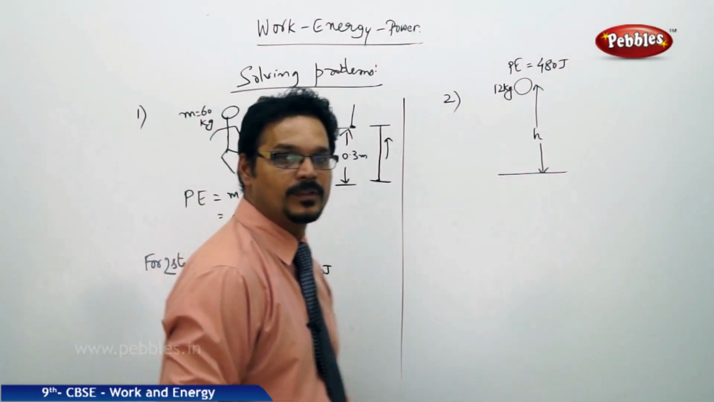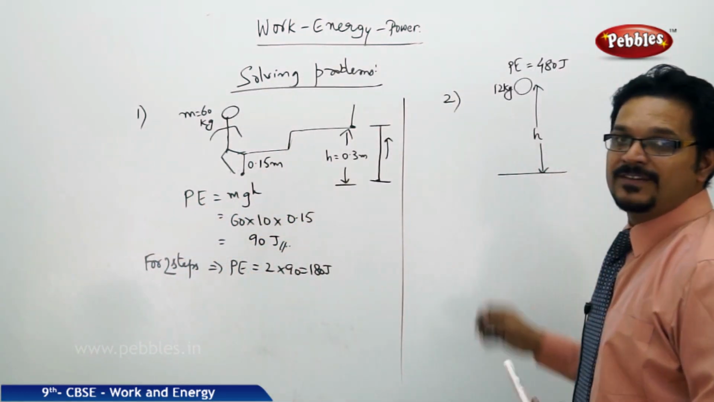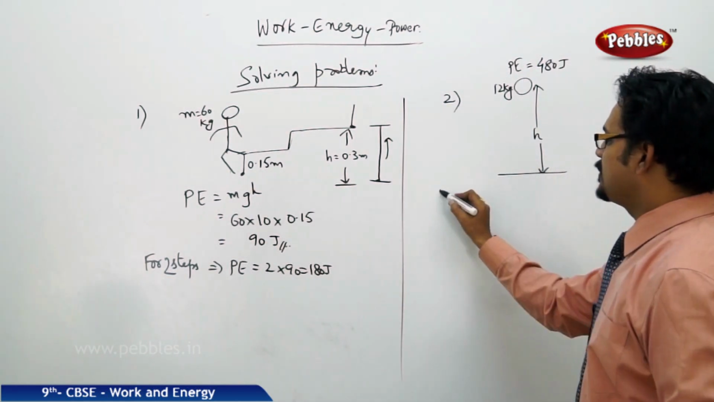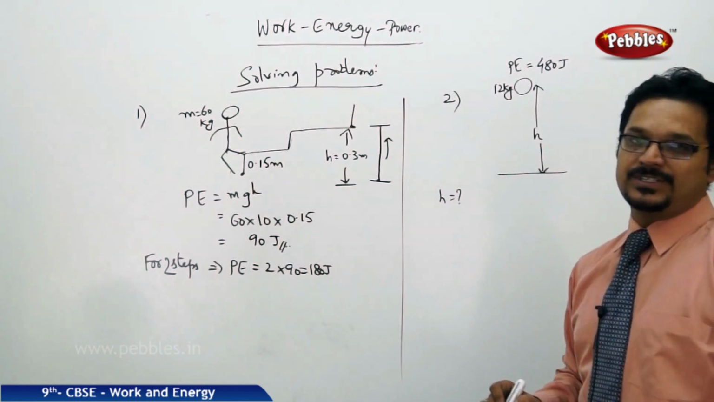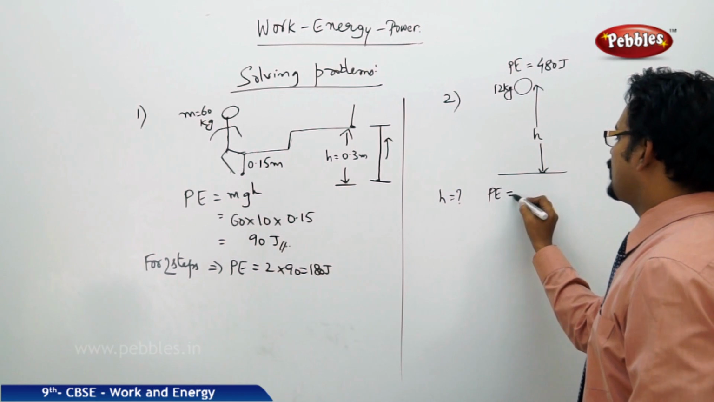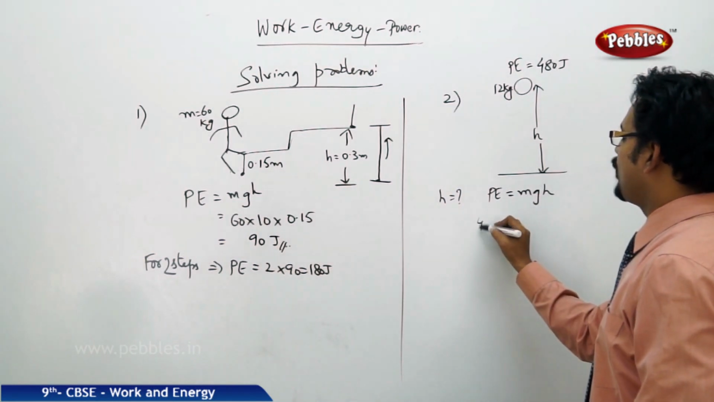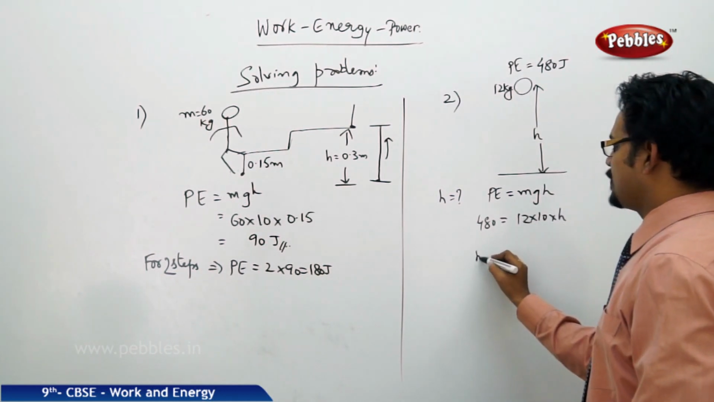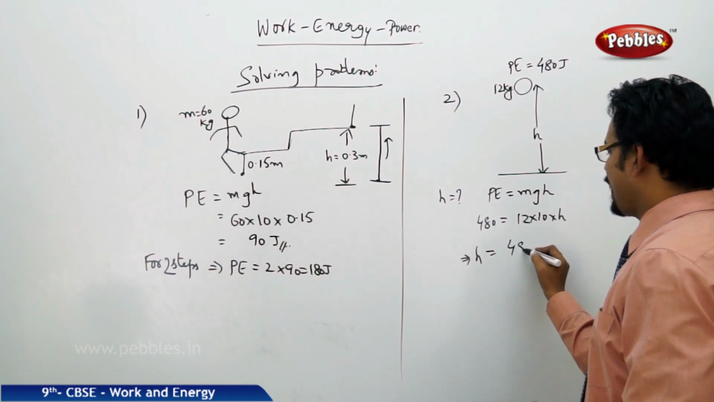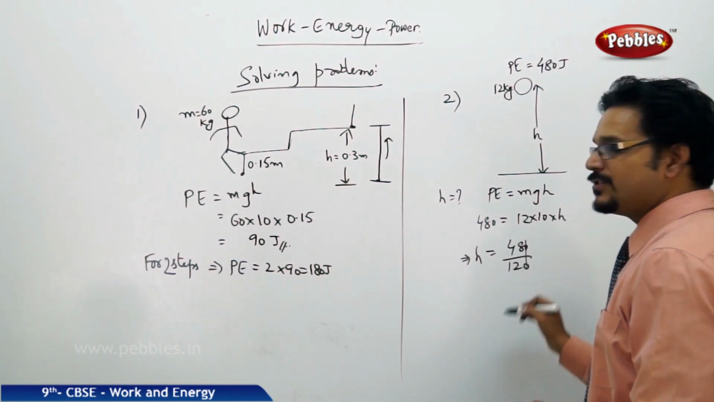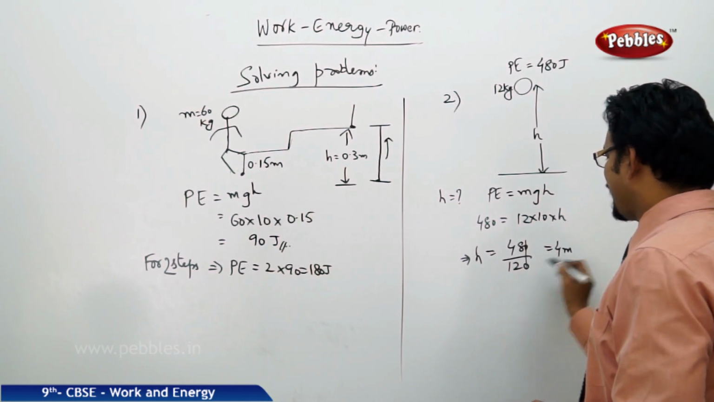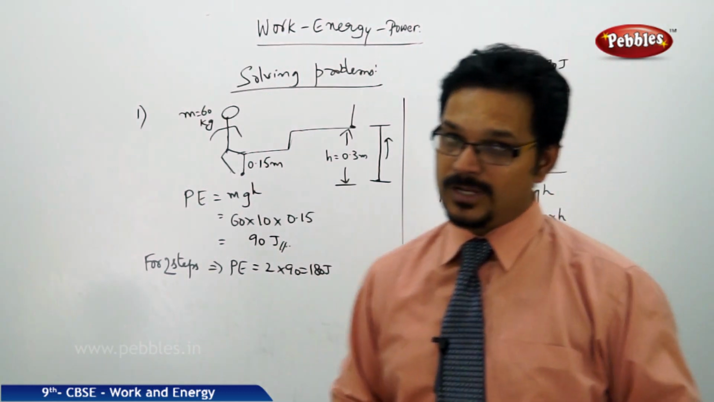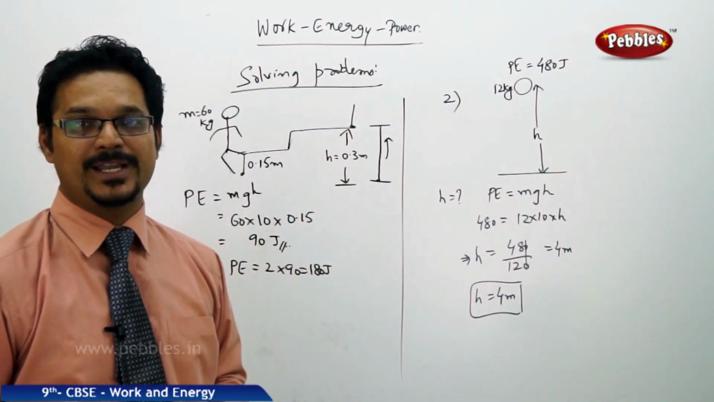The second one, a body of mass 12 kg is lifted up to a height h. Then it has potential energy 480 joules. The question is, what is the height it is raised? So you apply the PE equals mgh formula again. 480 equals mass 12, g is 10, height h. So height h equals 480 divided by 120, 12 fours are 48. So height is 4 meters. This is how you can apply the knowledge and solve the problems in potential energy.